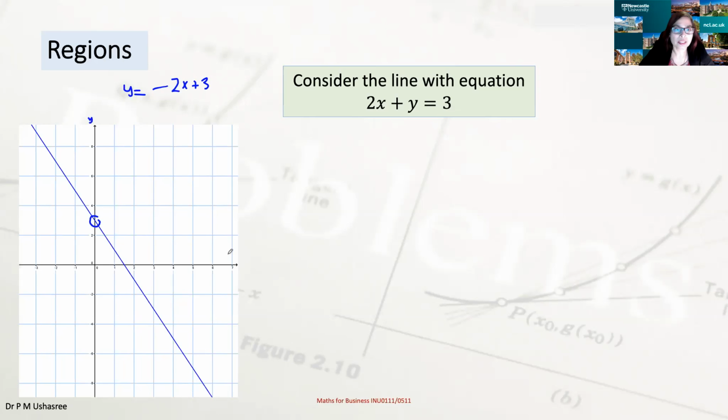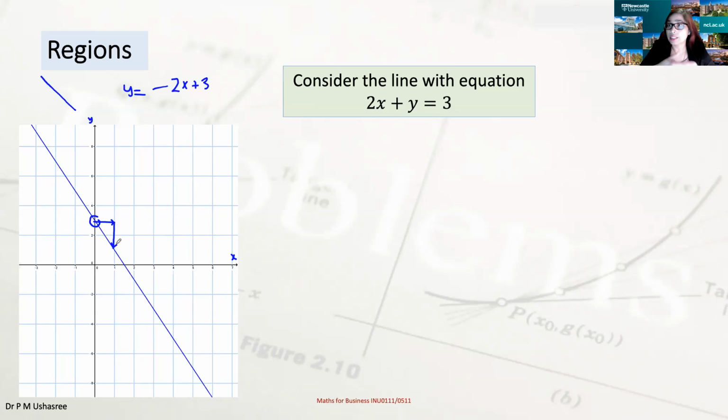It clearly says that the line should cross the y-axis at 3, and the gradient is negative. That means the straight line should go down, because as you go from left to right along the x direction, it is going down.